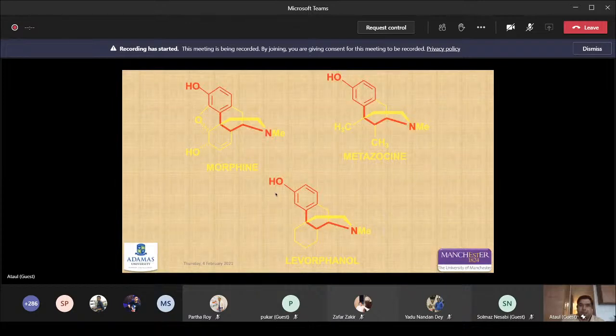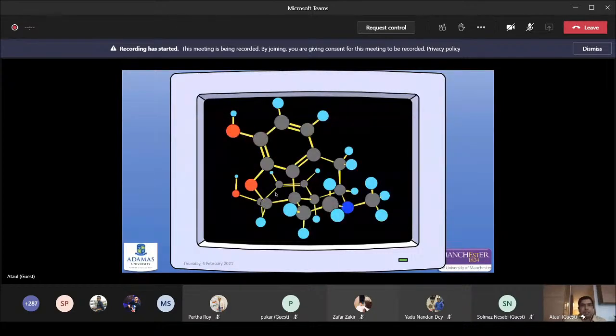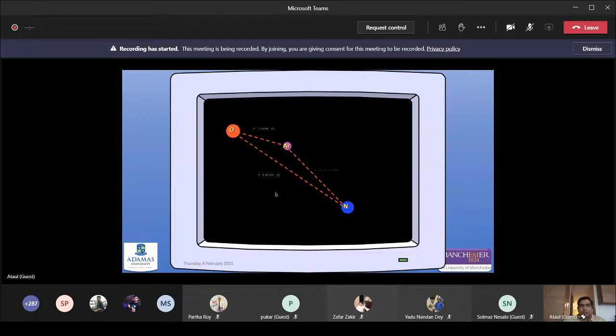Here I will explain the 3D pharmacophore, how the pharmacophore model can be developed. In the same example, suppose this is the hydroxyl group, this is the methyl group, and here green is the nitrogen. So the aromatic ring, hydroxyl group and nitrogen. We connect these to extract their relative position and orientation in three-dimensional space. Then we calculate the distance, and then we calculate the angle. This is the pharmacophore model for these three compounds.